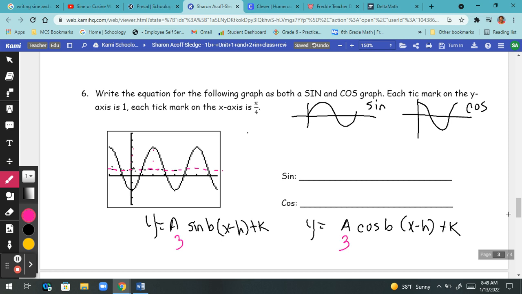Now let's look for our shift. So this is my central line, which would normally be at the origin. So it's been shifted up 1. That's going to be true for both graphs.